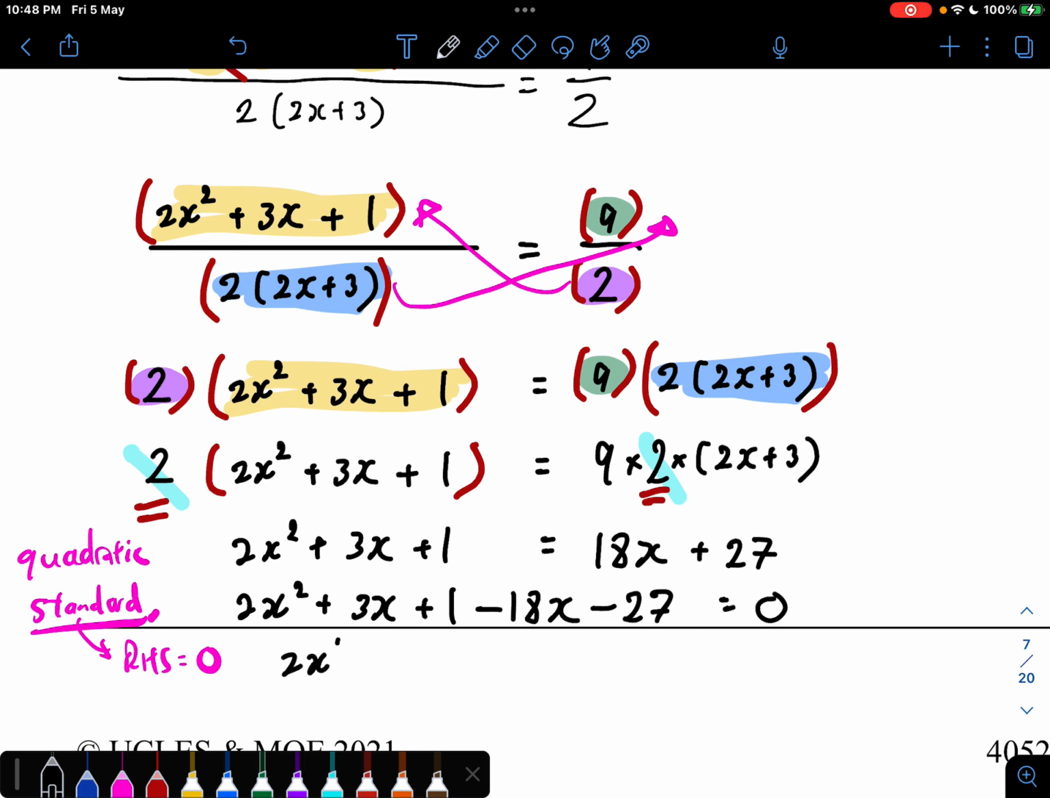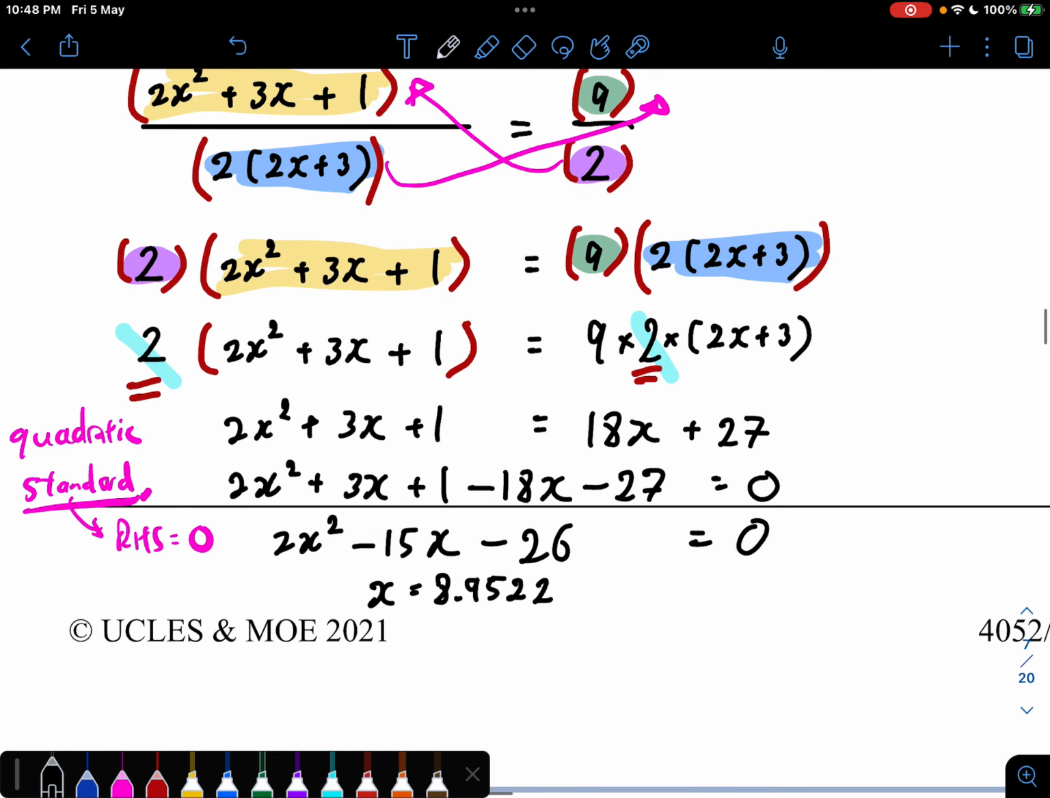Combine like terms. So 2x squared here plus 3x minus 18, that's a negative 15x. Plus 1 minus 27 is negative 26 equals to 0. Very good. Now we can just use the calculator. Type it in the calculator. And you end up with x equals to 8.9522. Please write down up to 5SF.